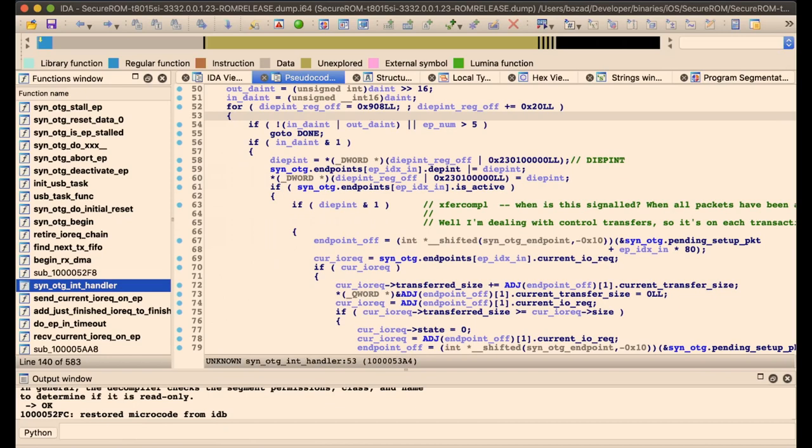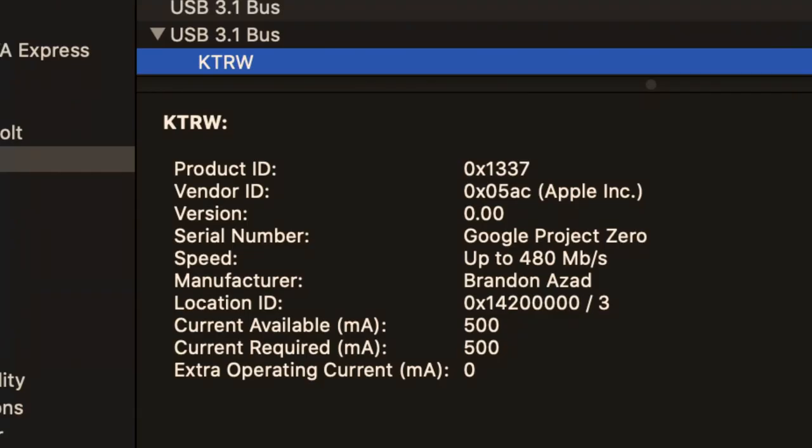So I basically took Apple's secure ROM, there are dumps of it that you can find online, and I put it into IDA and reverse engineered the secure ROM's USB stack basically back to source and then re-implemented it in C. This was a rather painful process, but the end result was that I was able to make my iPhone appear to my laptop as a special KTRW USB device.